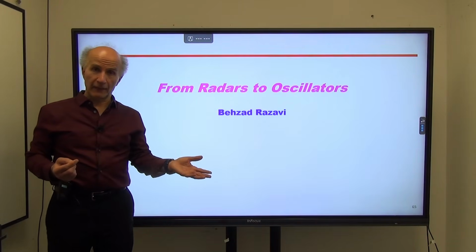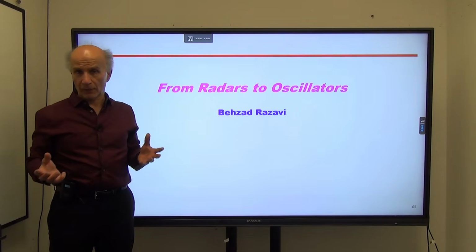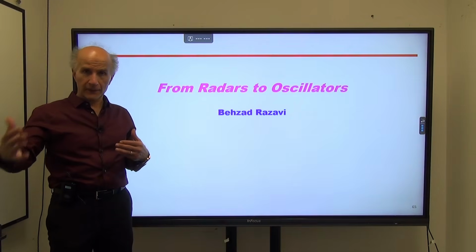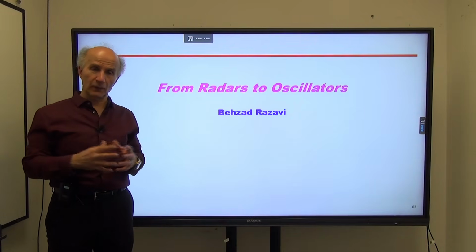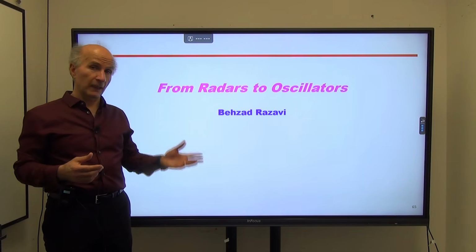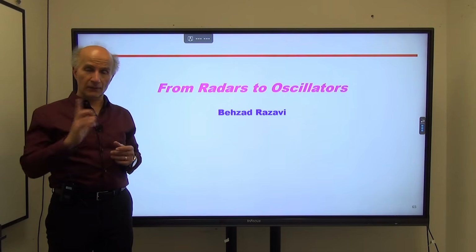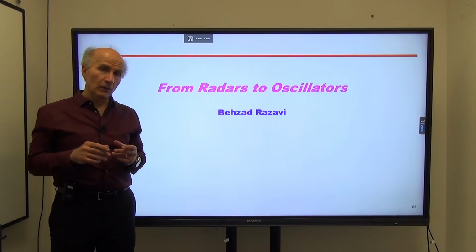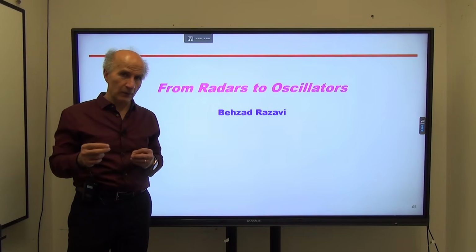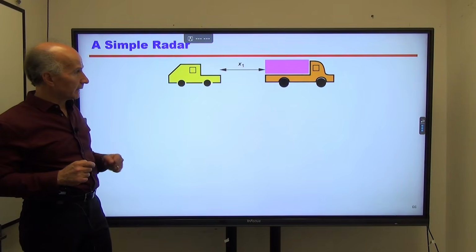For example, we have radars in vehicles to detect nearby obstacles and make sure that the distance between one vehicle and another obstacle or another vehicle is not too little, and so on. Radars are also used, for example, in self-driving cars to make sure that they can detect their surroundings. So we want to see how a radar operates and what kind of circuits we use inside the radar. Okay, well, let's go and take a look.